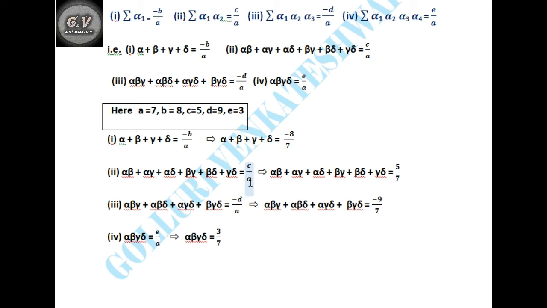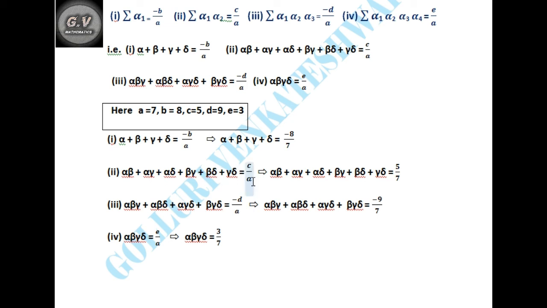That is alpha beta plus beta gamma plus gamma alpha, like that. First, alpha followed by beta, alpha followed by gamma, alpha followed by delta. Next, beta followed by gamma, beta followed by delta. Next, gamma followed by delta. So alpha beta plus alpha gamma plus alpha delta plus beta gamma plus beta delta plus gamma delta. The sum of all the possibilities of product of 2 zeros is taken as c by a.